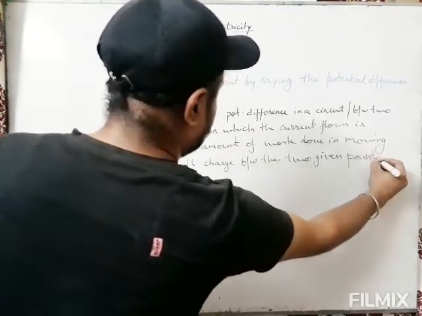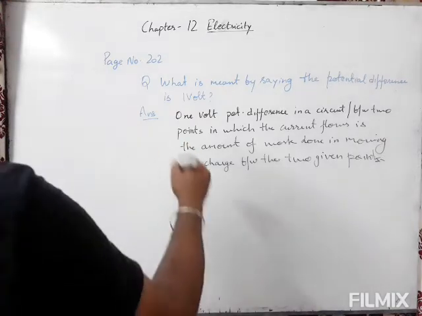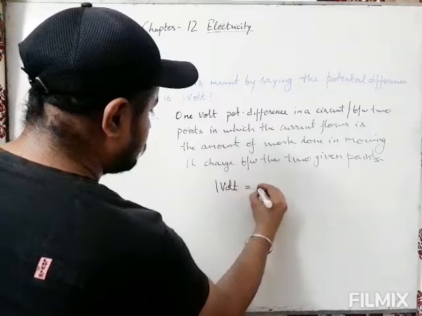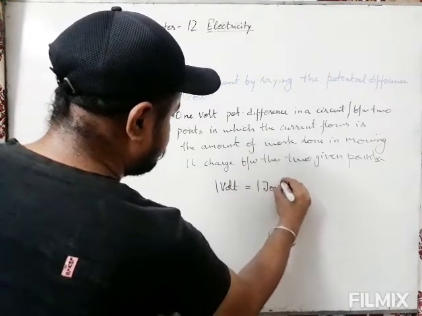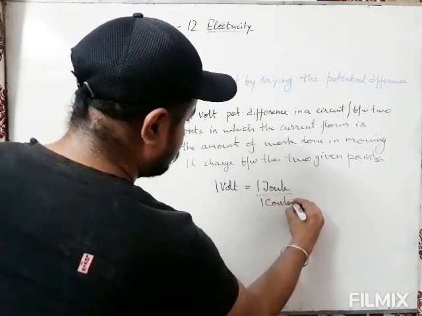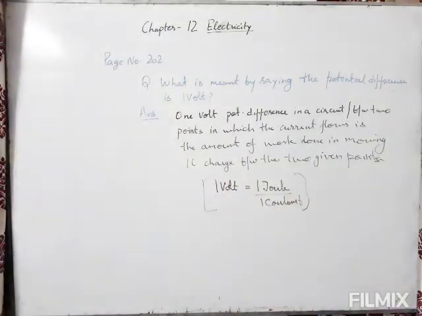So this is the proper definition for 1 volt of potential difference. Always remember, when 1 volt of potential difference is there, 1 joule of work is done in moving a charge of 1 coulomb. Symbolically you can say 1 volt is equal to 1 joule, that is work, upon 1 coulomb of charge. So this is the question and its explanation.